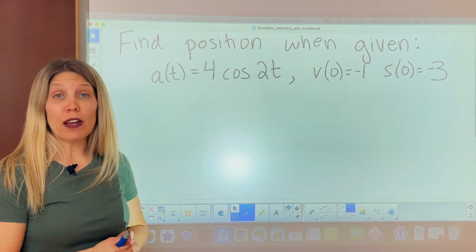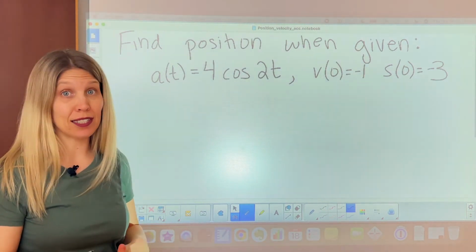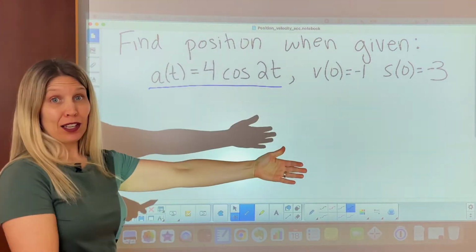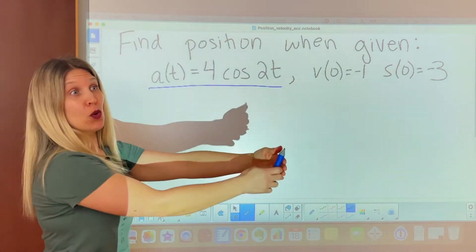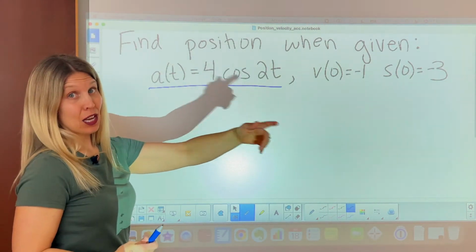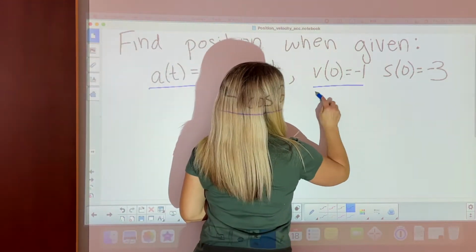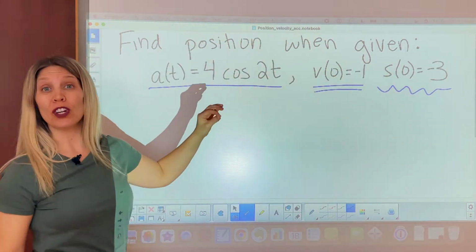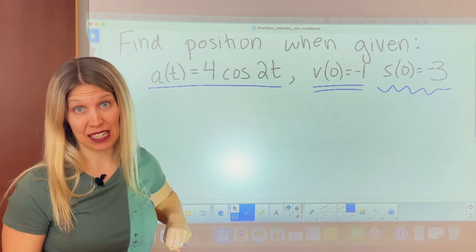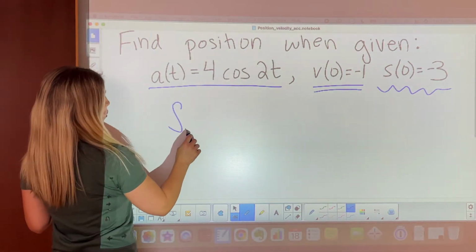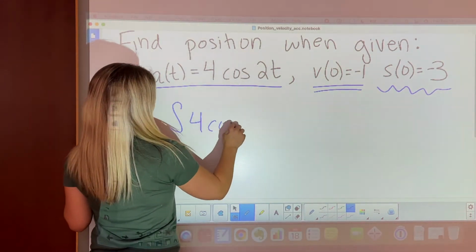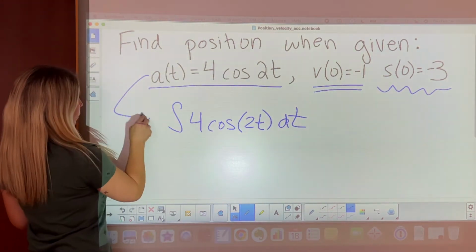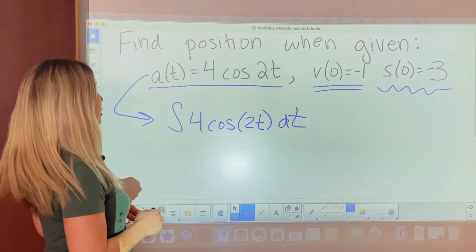Again, in this one, they want us to find the position equation, but they gave us acceleration, okay? So notice they gave you acceleration. How do you get back to position? You have to integrate twice, which is why you'll notice they gave us velocity information and position information. Because for each one of these, we're going to have to find out what that C value is. So we're going to integrate our acceleration equation, because that's what they gave us, right? We're going to integrate this to get back to velocity first.